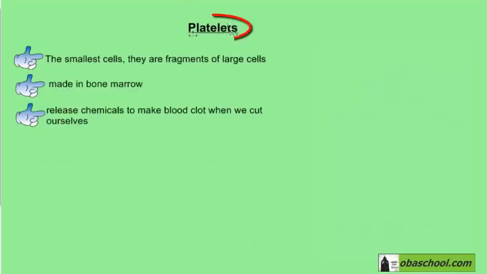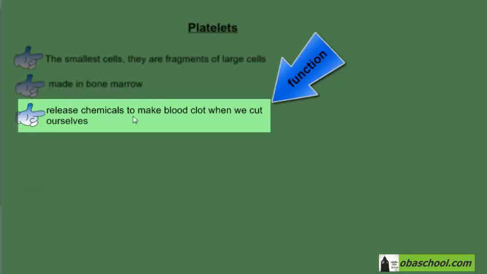We talked about red blood cells and white blood cells. Now let's talk about platelets. They are the smallest cells in the blood, and they are actually fragments of larger cells. So larger cells will be fragmented into small pieces, and these are the platelets. And like other blood cells, they are made in the bone marrow, and their function is to release chemicals to make a blood clot when we cut ourselves.